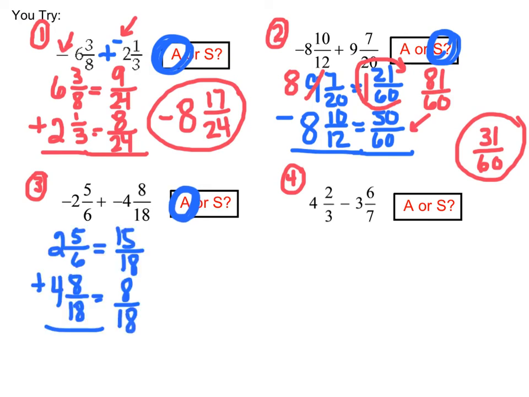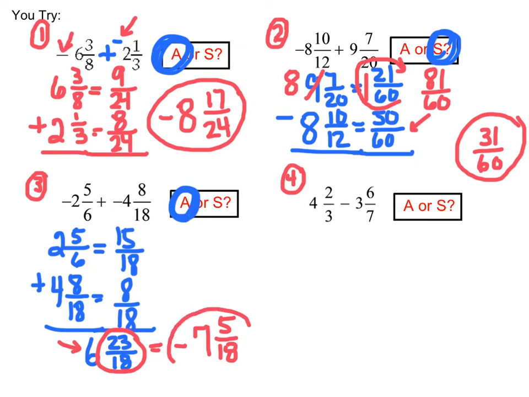Once you have your common denominator here, we have 15 eighteenths plus 8 eighteenths. That's going to give us 23 eighteenths. And then the 2 plus 4 is 6. Now, since this is an improper fraction, we're going to go ahead and change that to a mixed number. 23 eighteenths, that's really 1 and 5 eighteenths. And then we have to add in that 6 in the front, which makes it 7 and 5 eighteenths. Now remember, we added a negative, so that means our final answer is negative. So negative 7 and 5 eighteenths.